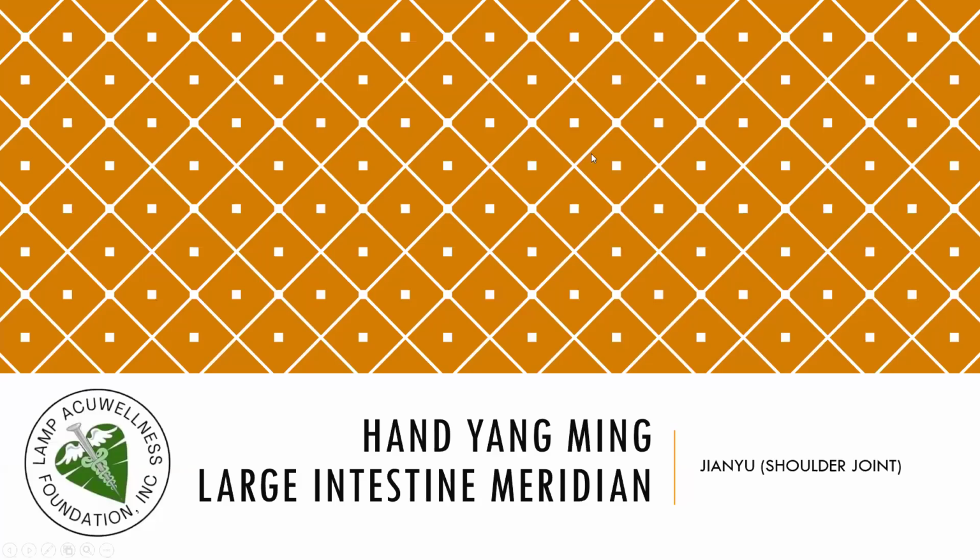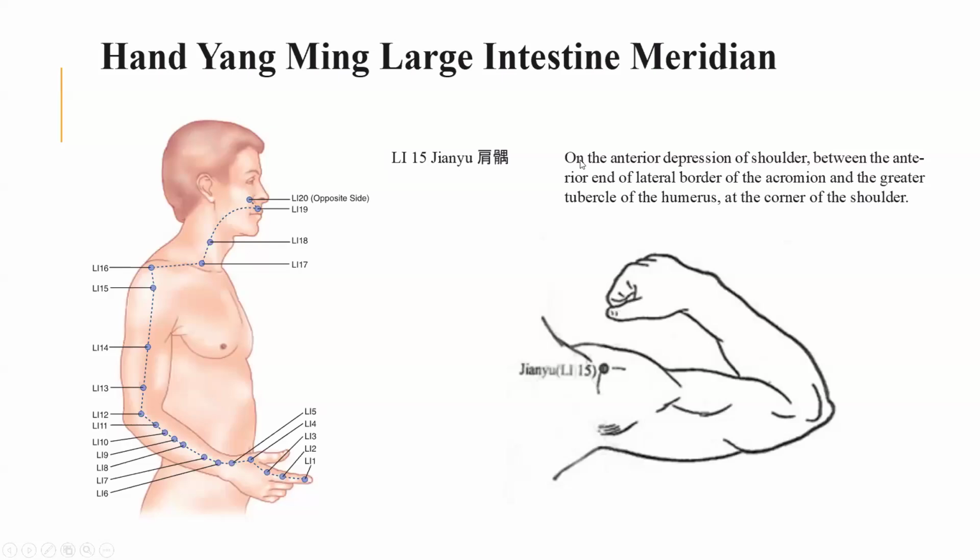Let's discuss hand Yang Ming large intestine meridian, shoulder joint. Here is the illustration of hand Yang Ming large intestine meridian, LI 15, on the anterior depression of the shoulder between the anterior end of the lateral border of the acromion and the greater tubercle of the humerus at the corner of the shoulder.